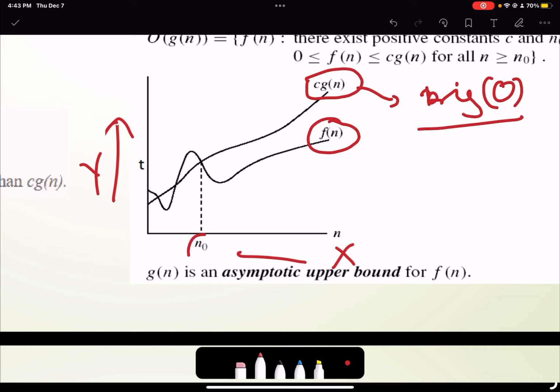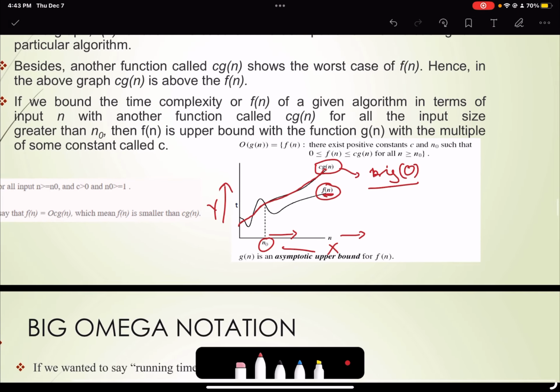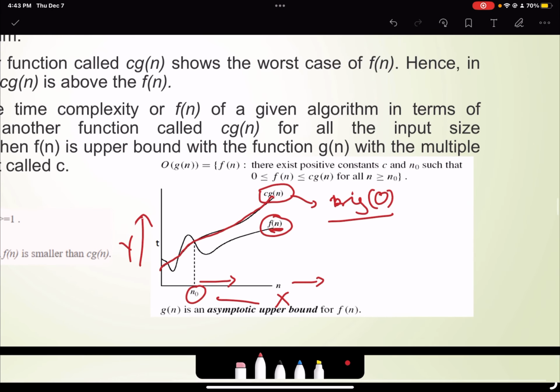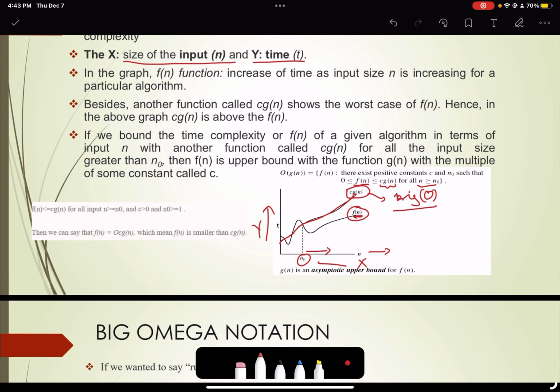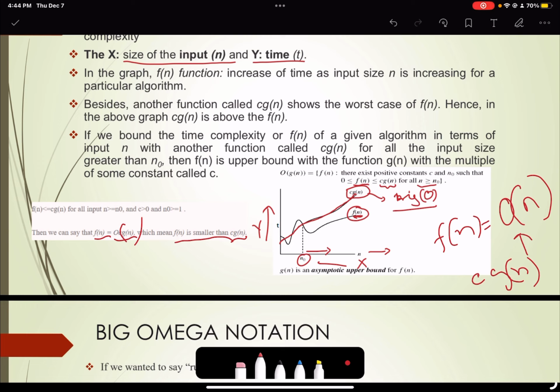complexity of your algorithm. For any n greater than n naught, we can see this graph. With increasing the size of your input, your complexity is increasing, and f of n is your given function. It gives us the upper bound of a function, which is c g of n for all n greater than n naught. So now we understand this graph. We can say that f of n is O of g of n, which means f of n is smaller than c g of n. So f of n is equal to big O of n, for example, and this is your c g of n.